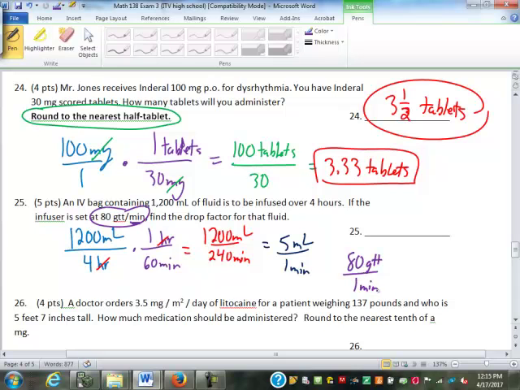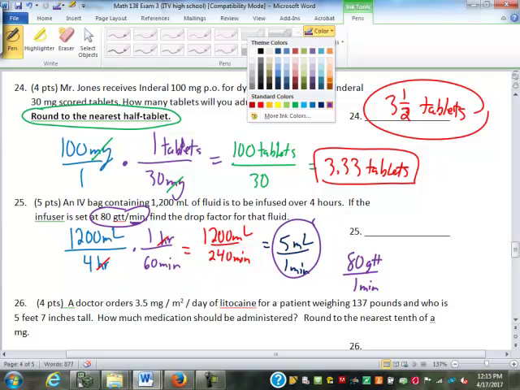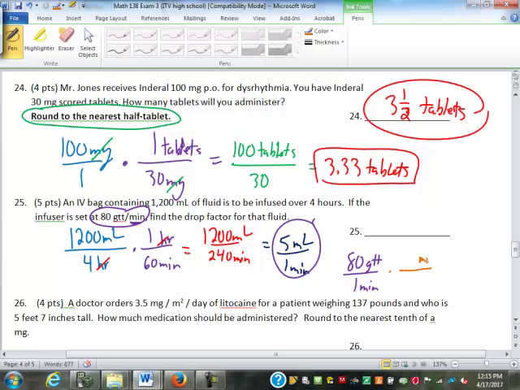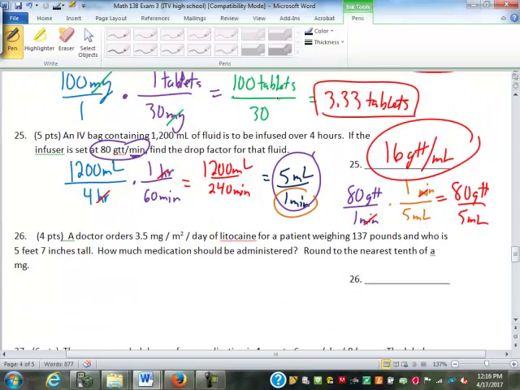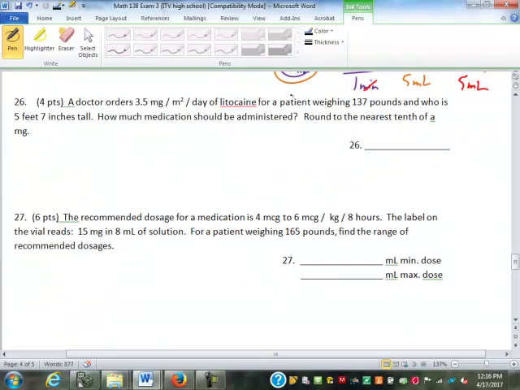80 drops per 1 minute, and I'm going to use this as my conversion factor. Now I have to get rid of the minutes, so I'm going to put minutes on top. So that's 1 minute from here is 5 milliliters. So the minutes cancel. 80 drops times 1 is 80 drops. 1 times 5 milliliters is 5 milliliters. So 80 divided by 5 is 16 drops per milliliter. That's my drop factor. That was a tough one, but several of you did get that right. I was pretty proud of that one.